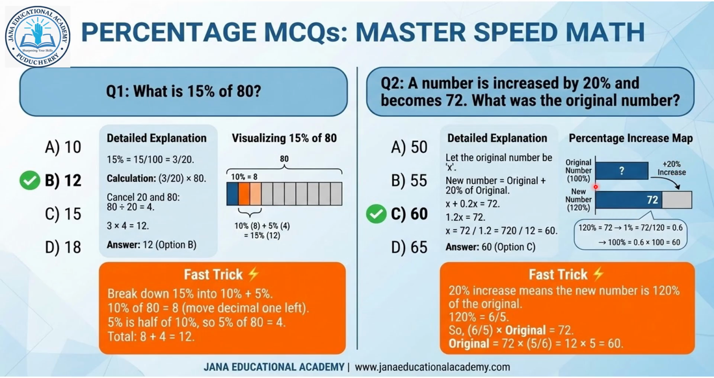Or you can see it here in percentage. Initially let's assume 100%. It is increased by 20%, so it is nothing but 120%. So 120% is 72. What is 1%? 1% is nothing but 72 divided by 120, which is 0.6. So if you know the 1% value, we can calculate the 20% value. Right? Please calculate that one. 72 into 5 by 6 is nothing but 60.